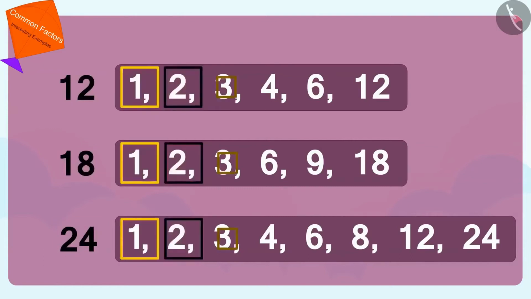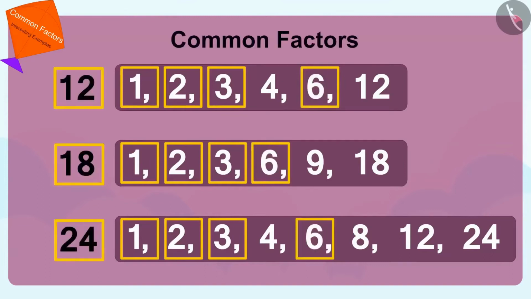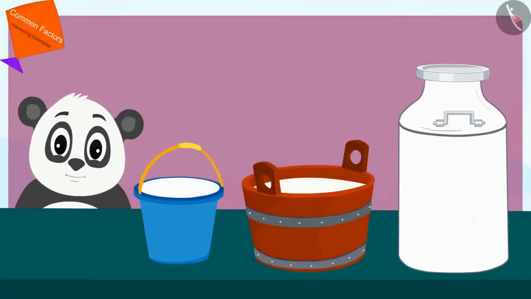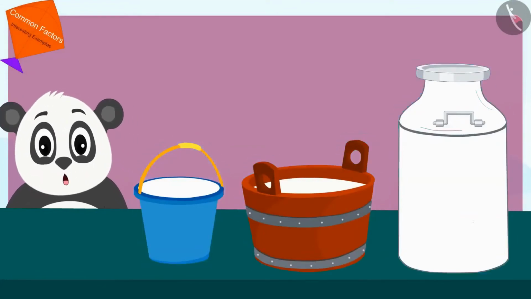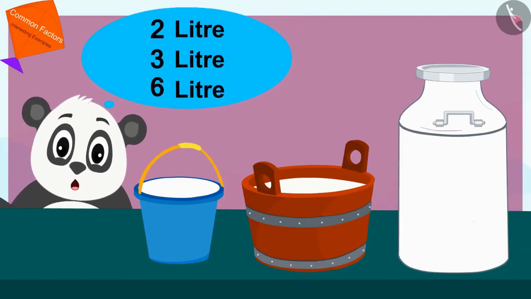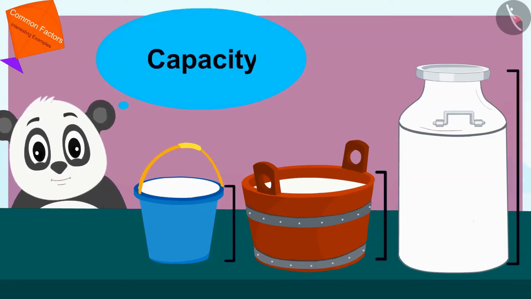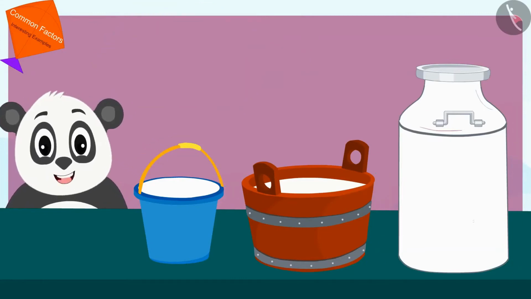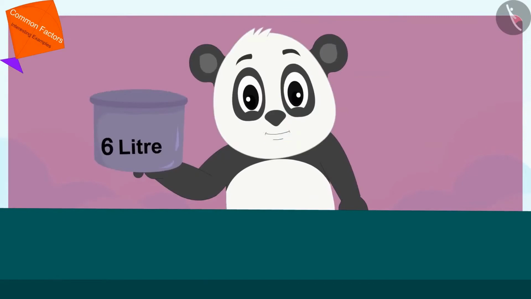1, 2, 3 and 6 are common factors of these numbers. I can easily measure the milk filled in these pots using a pot of 2, 3 or 6 liters. And the largest of these is a capacity of 6 liters. So we can definitely measure the milk filled in these utensils with a 6-liter vessel, thought Golu.